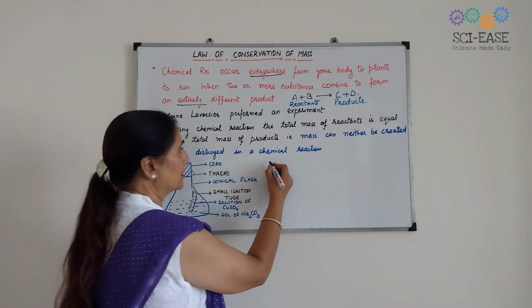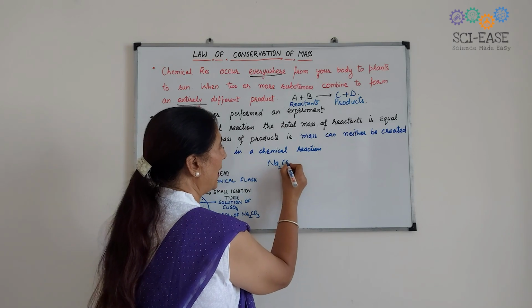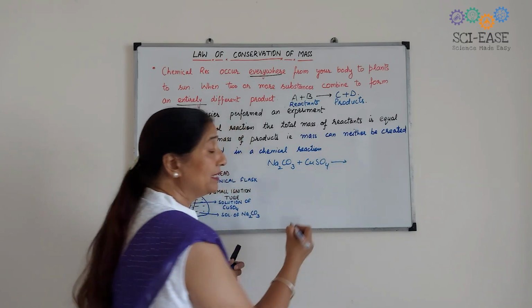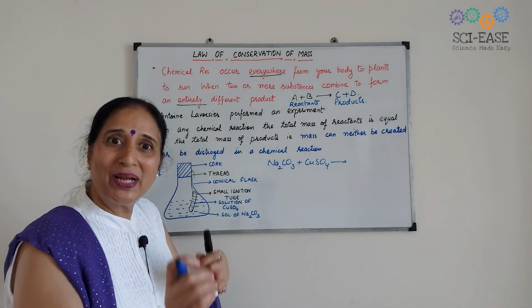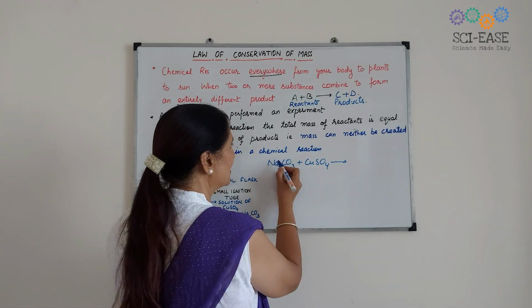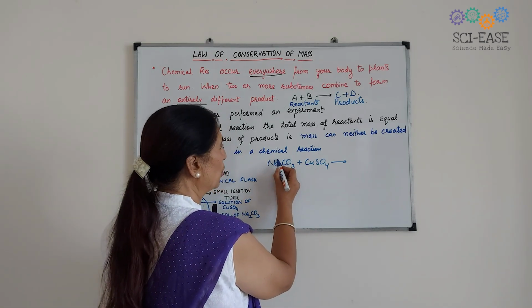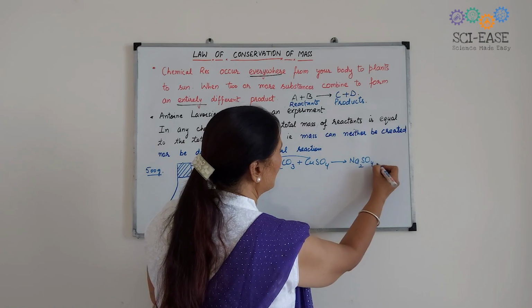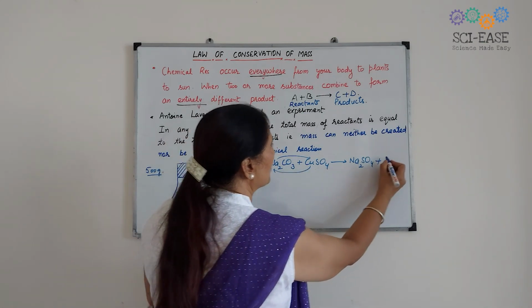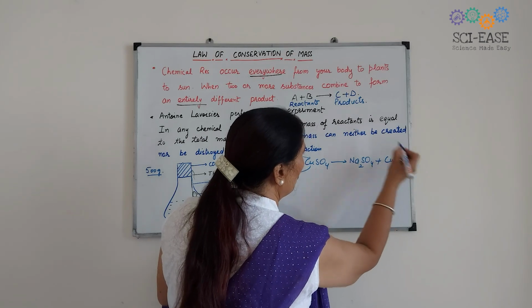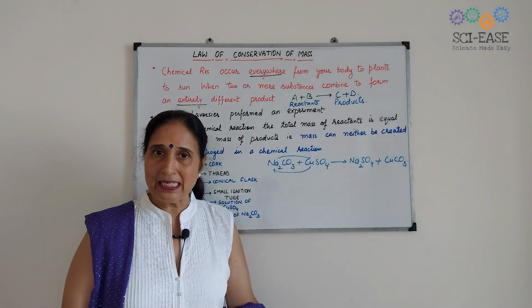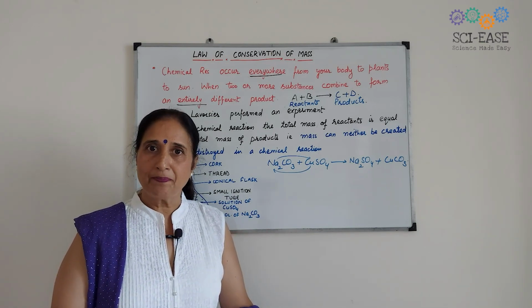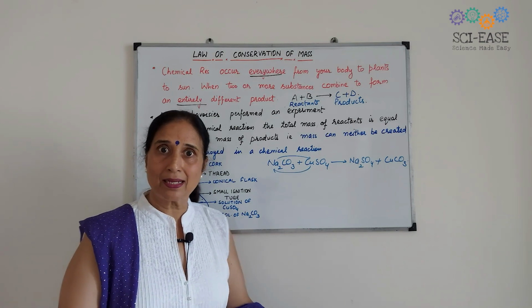So what will be the result? Sodium carbonate and copper sulfate will react with each other and result in the formation of altogether new substances. What substances were formed? Sodium will go here, resulting in the formation of sodium sulfate, and copper will go here, so copper carbonate is formed. So the reaction has taken place. The new substances are formed. Wait for some time so that the reaction is complete.